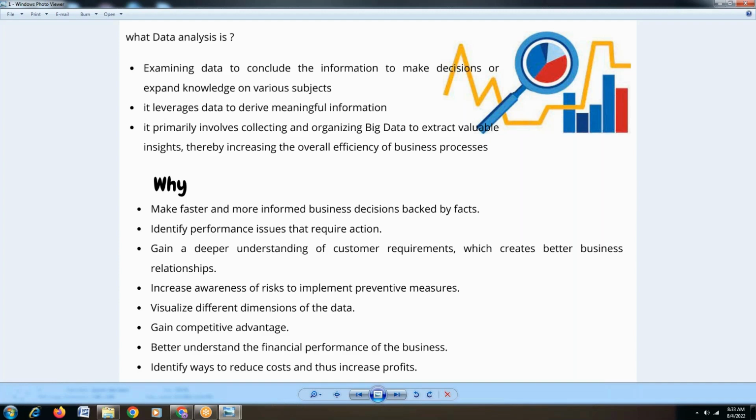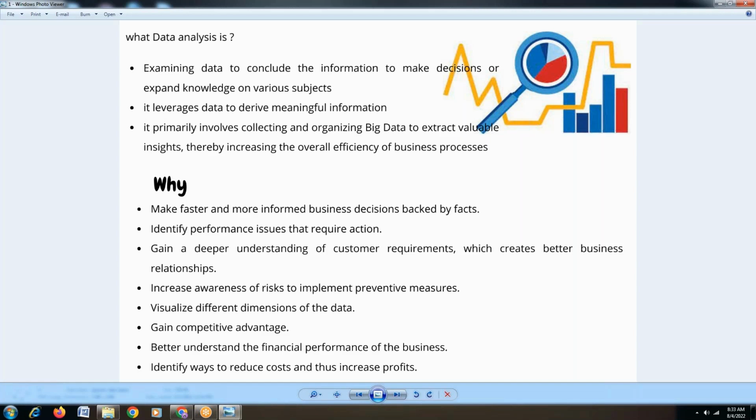Next, the second point is performance issues, meaning what the different performance issues are. To identify the performance issues which require an action to be taken, action in terms of a decision, we can evaluate the performance issues here.